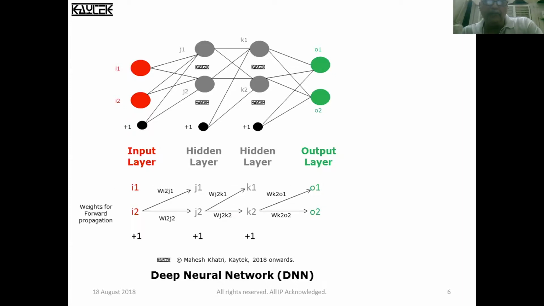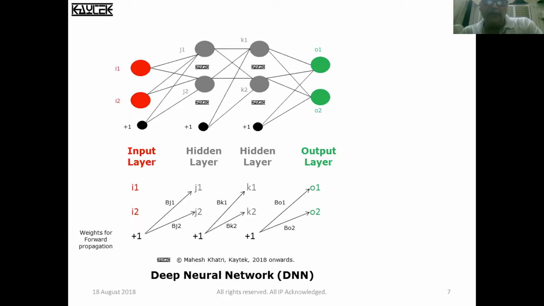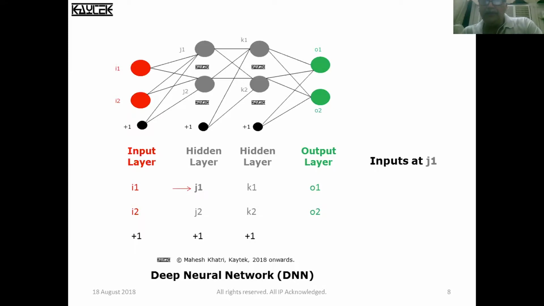Similarly, these are the weights which go from I2, the biased weights. So the inputs which are coming in at node J1 are these. The inputs which are coming at J2 are these.